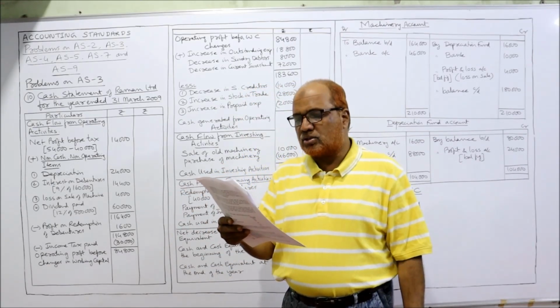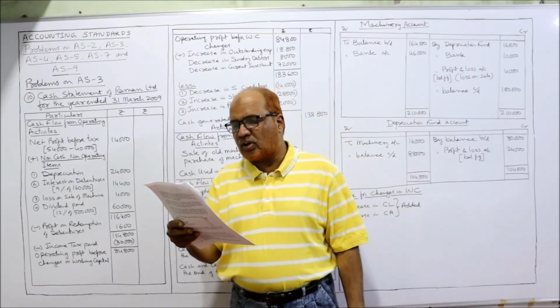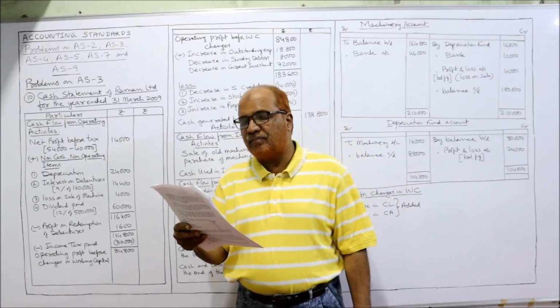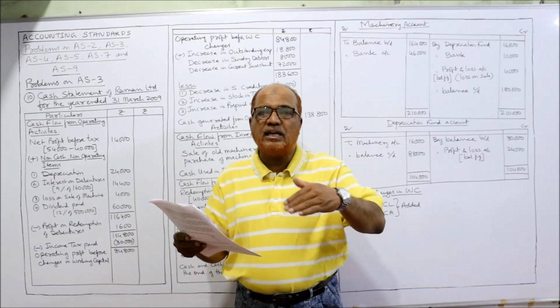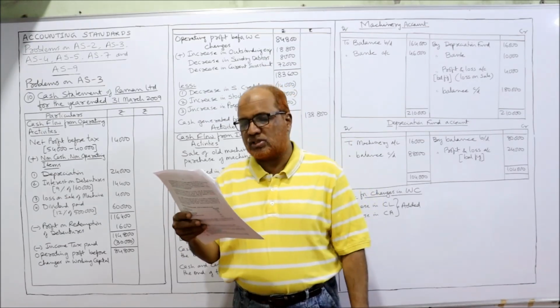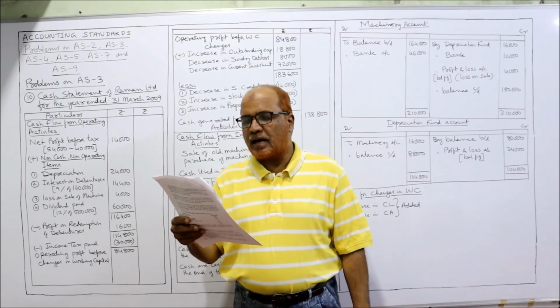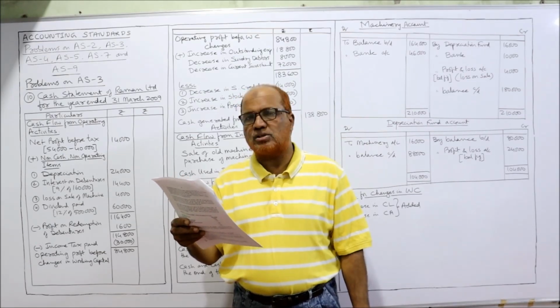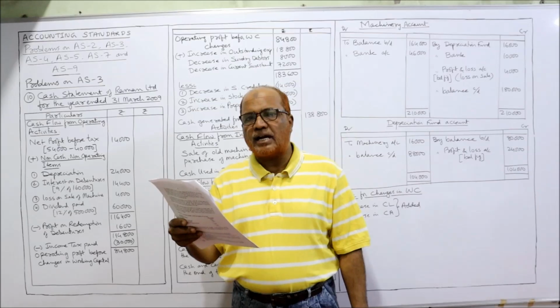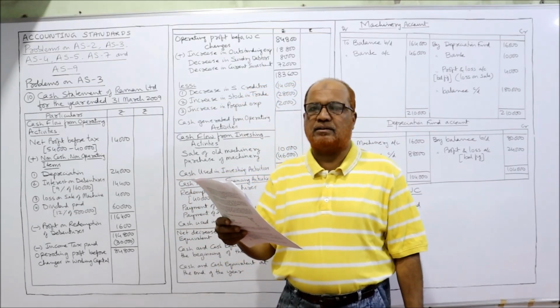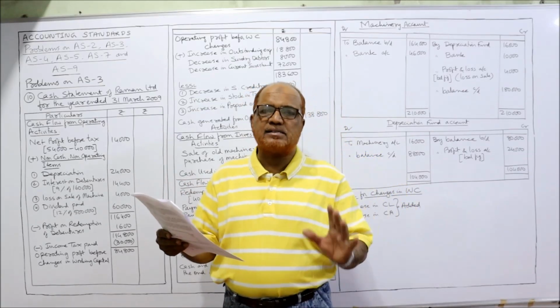Profit and loss account. The profit and loss account last year 40,000, current year 54,000. So there is an increase in profit and loss account. Then depreciation fund 88. Contingency reserve 1,40,000, 1,10,000. Outstanding expenses 30,000, 48,000. These are the liability side.